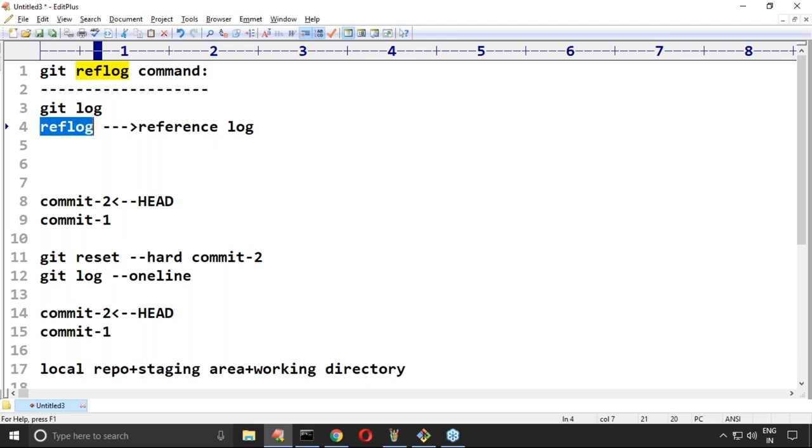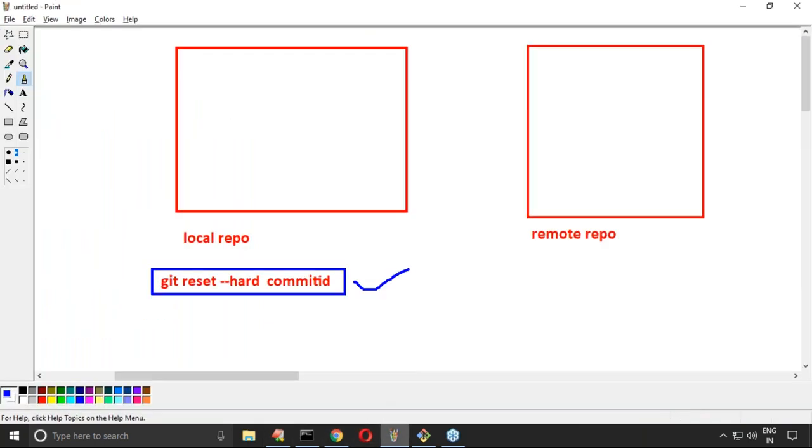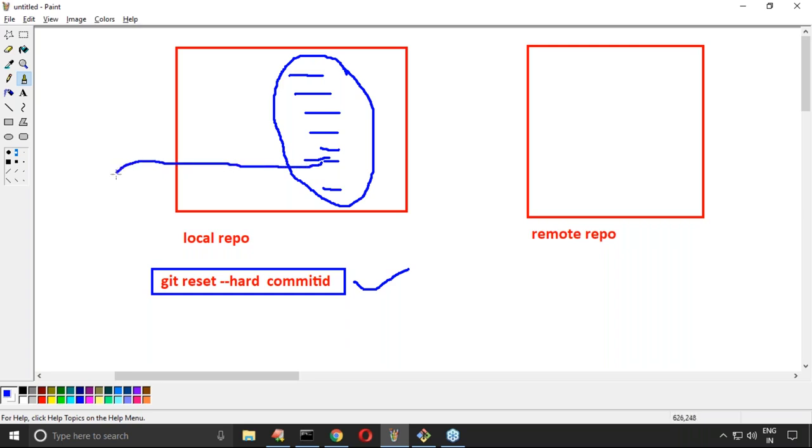Remember that by using this reflog command, even such destructive operations we can undo. How can you do that? Very simple. Whatever git operations we are performing, reflog is going to maintain log information of all the git operations we perform in our local repository.